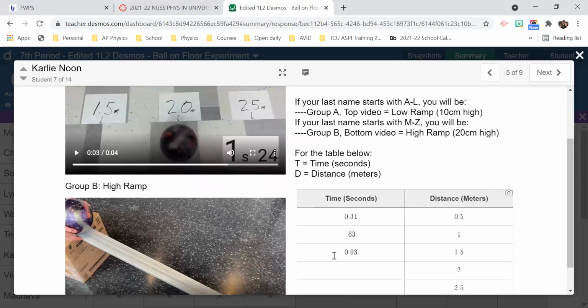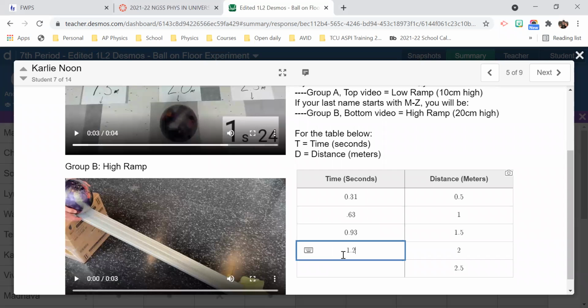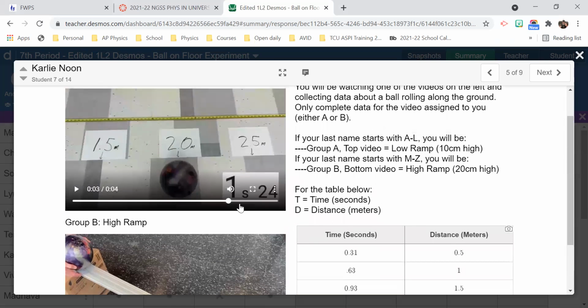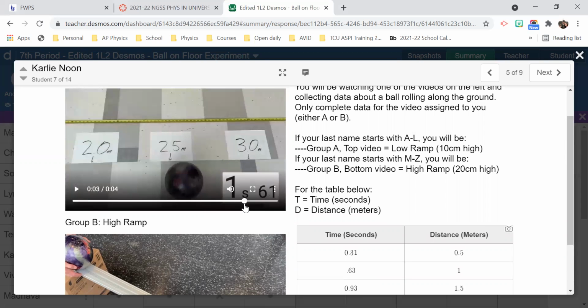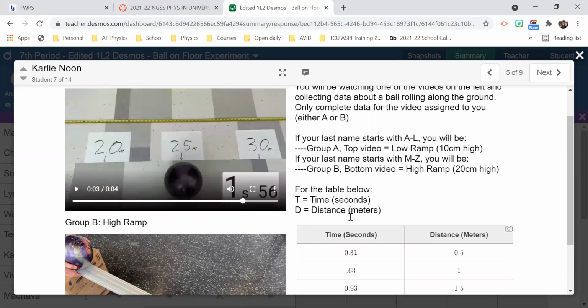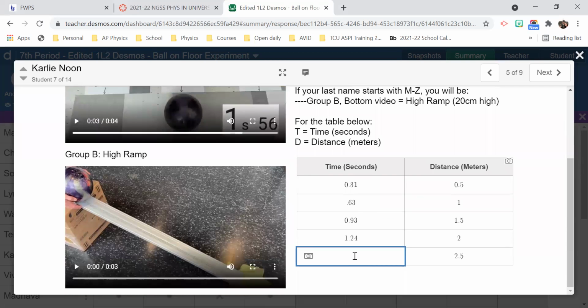Okay, 1.24. And for that next one, 2.5. Right about there, 1.56 is a good one. So yes, it is fun to do this in real time, but also it's pretty okay to do it with the videos as well. There's no knocking you one way or the other.